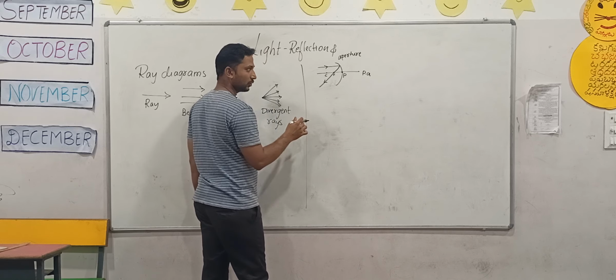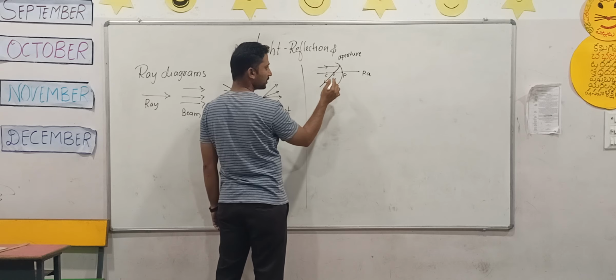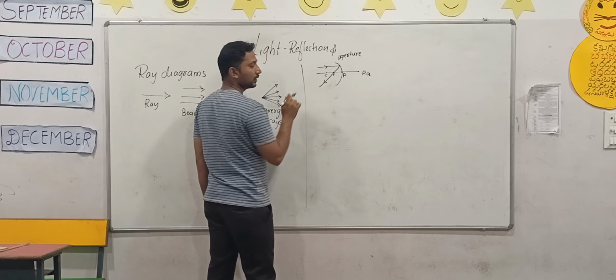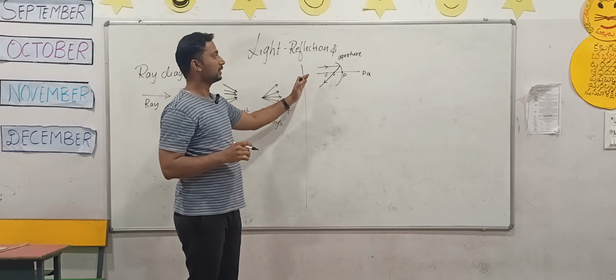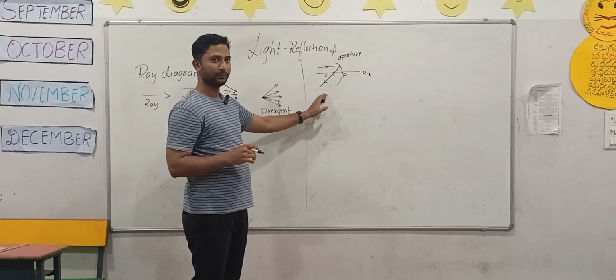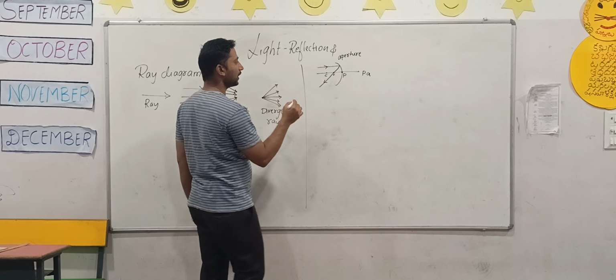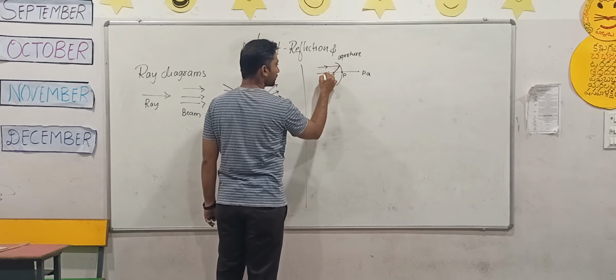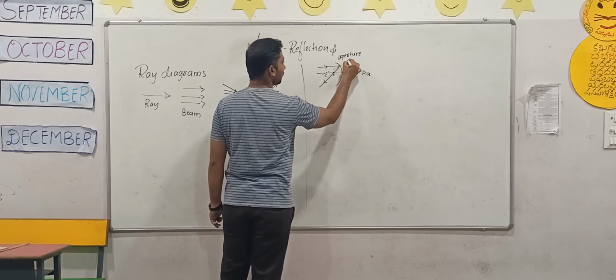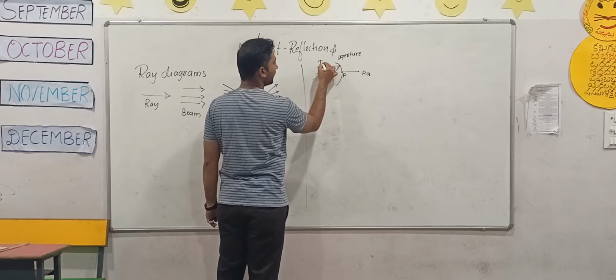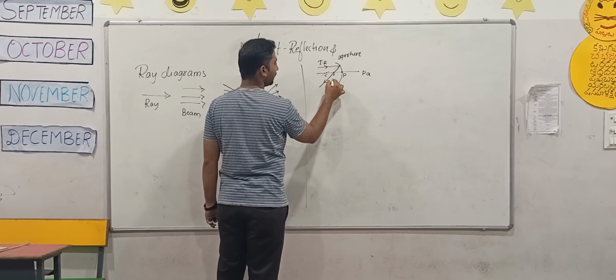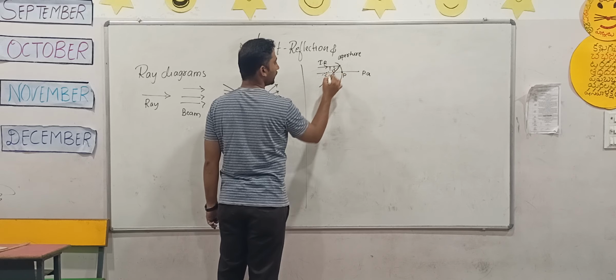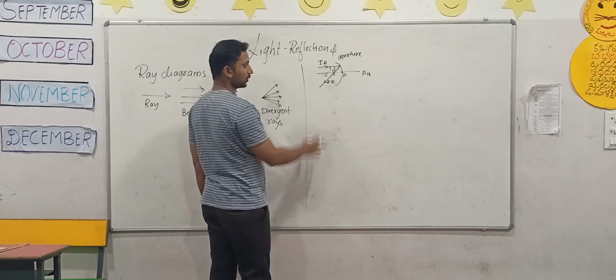I don't have a scale here, sorry, but you should use a scale to draw this. And you know that between the incident ray and the reflected ray we have a normal line. From the point of incidence, we have to take a normal which passes through the center of curvature. This is our incident ray and this is our reflected ray. Here we have the angle of incidence and here the angle of reflection.